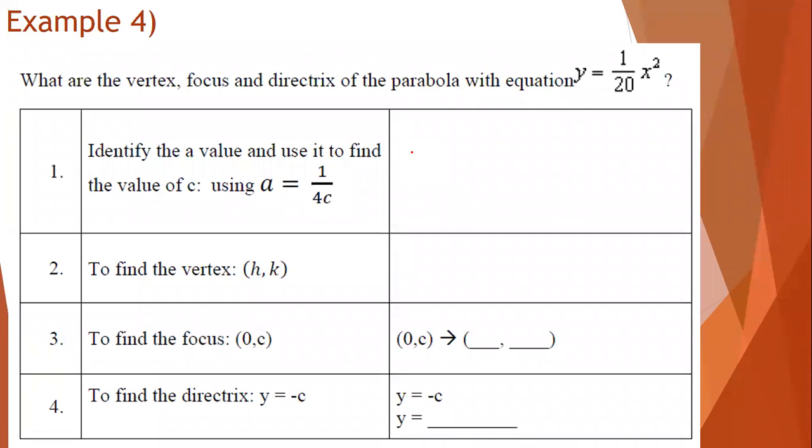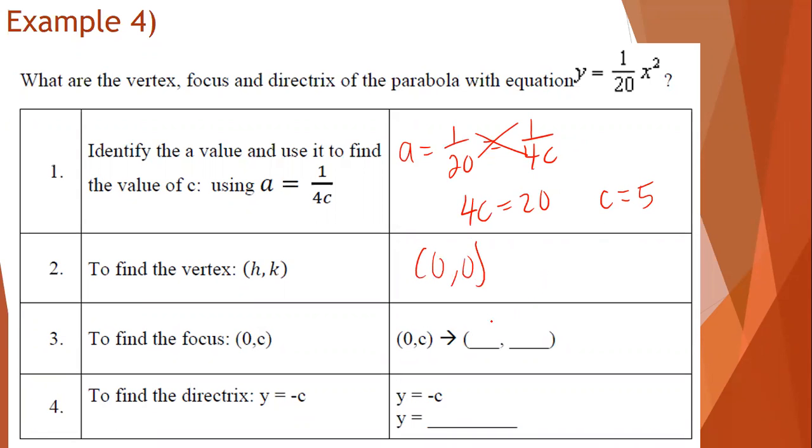So our A for this problem is 1/20. Agree? Yeah. We set it equal to 1/4C. We're going to cross multiply and divide. So we know that C has to equal 5. There's no present H and K. So our vertex is at the origin. Our focus is 0, comma, our C value, 0, 5. And our directrix is the opposite of our C value. So it's negative 5.